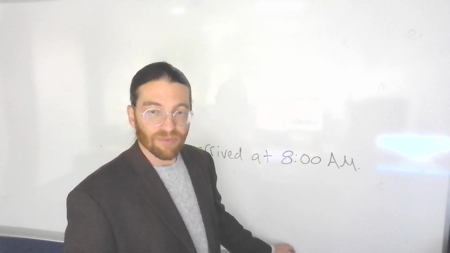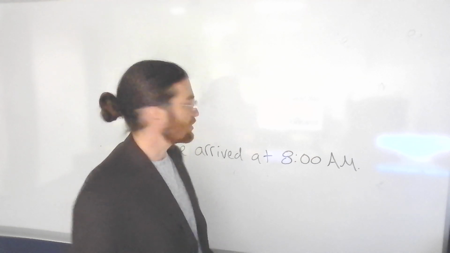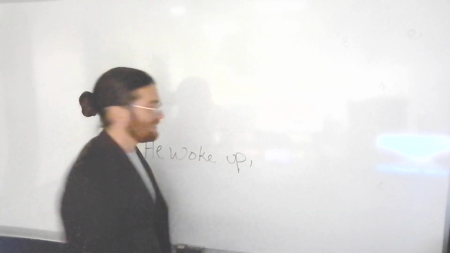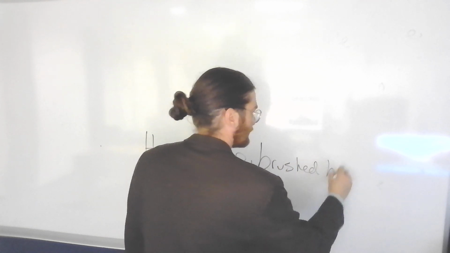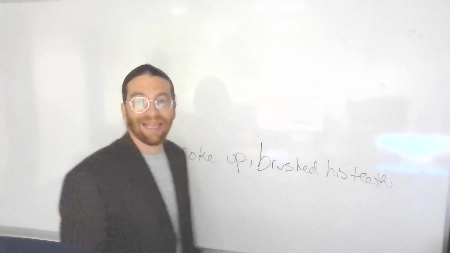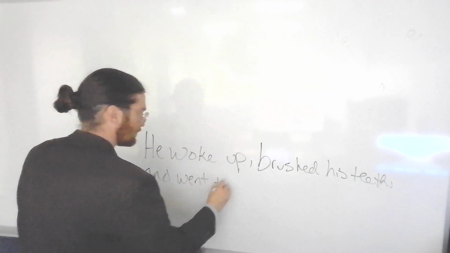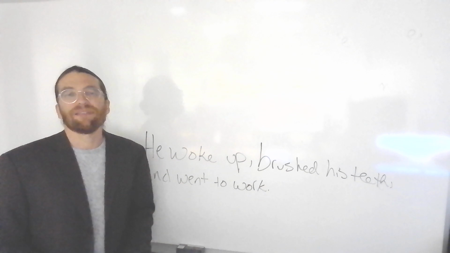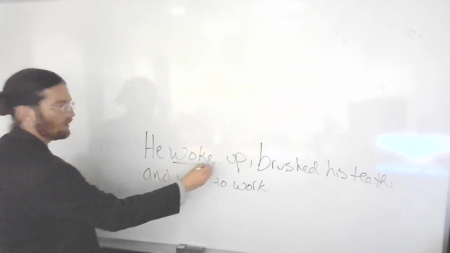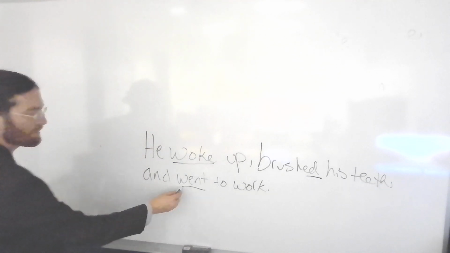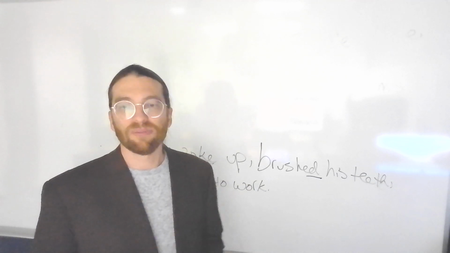We can also talk about a series of completed actions. A series means more than one thing. For example, he woke up, brushed his teeth, and went to work. This is a series of actions, and look, woke, an irregular verb, brushed, a regular verb, and went, an irregular verb.